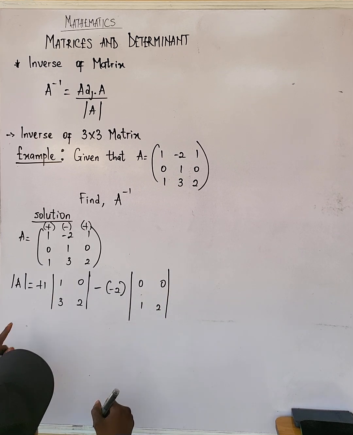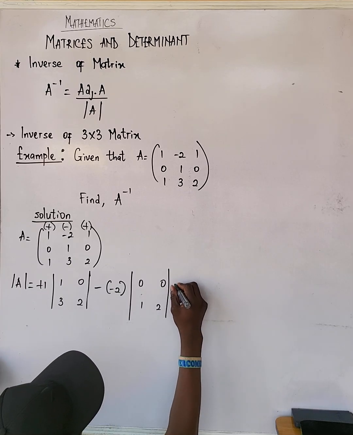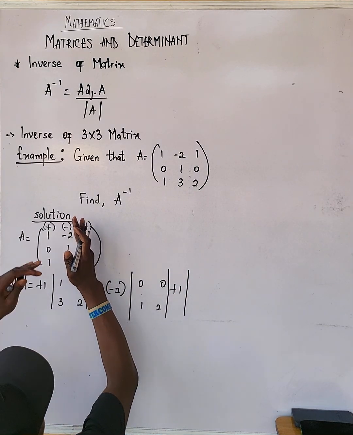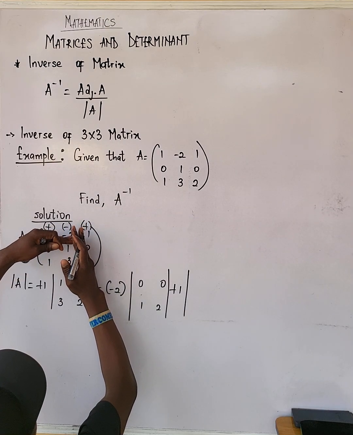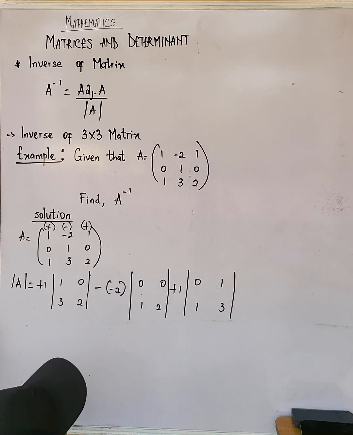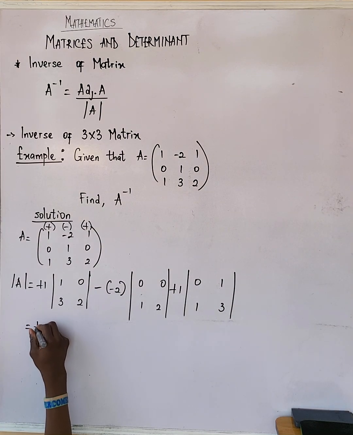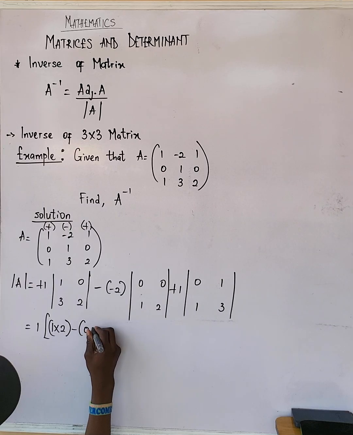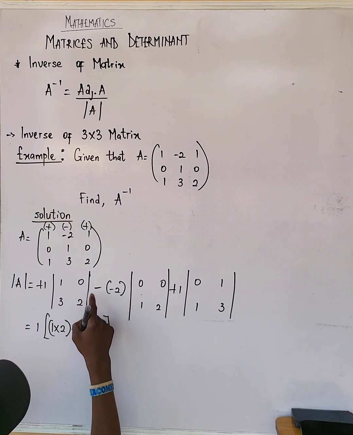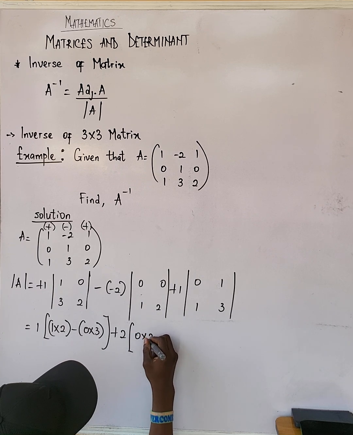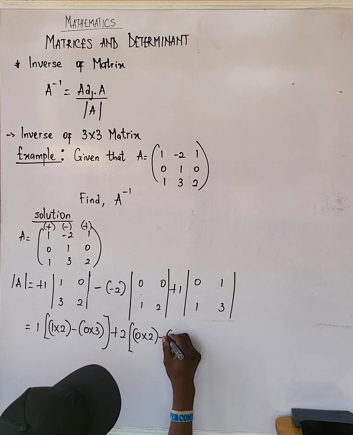So what is the next thing? Plus 1. We have plus 1. So this is the plus 1. Cancel the column, cancel the row. What are we left with? We are left with 0 1 1 3. So now what do we have? We have plus, you know this is plus 1, right? So we can say 1, then into bracket, you now do 1 multiplied by 2 minus 0 multiplied by 3, right? So minus times minus will give us plus 2. So here will be 0 multiplied by 2 minus 0 multiplied by 1.